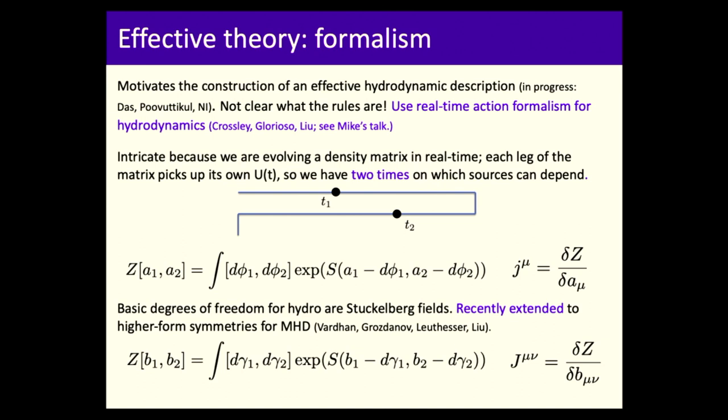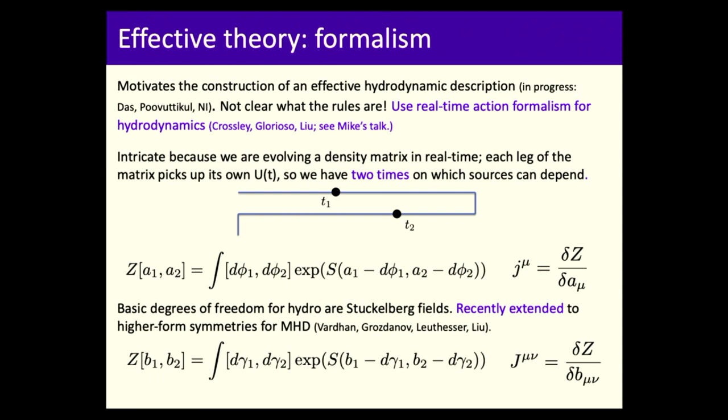I'm just going to mumble some words on how we're doing this. Basically, we are using the effective theory of hydrodynamics that was described by Mike in his talk earlier. This is a very intricate thing, but in principle it's completely well posed. There's a real-time action formulation, so you can just try to write down the theory that satisfies the symmetries and look at what hydro theory comes out. We are currently trying to do this. The way this works is you have two times. One way to think about why there are two times is that you're evolving a density matrix in time, but each leg of the density matrix can be unitarily evolved, so you have U of t1 and U of t2, and you end up with two times at the end of the day.